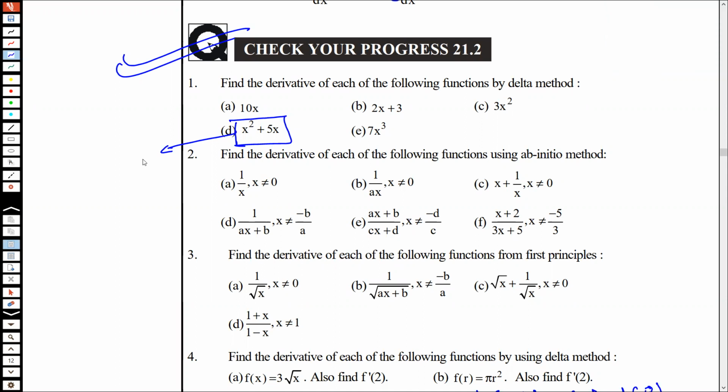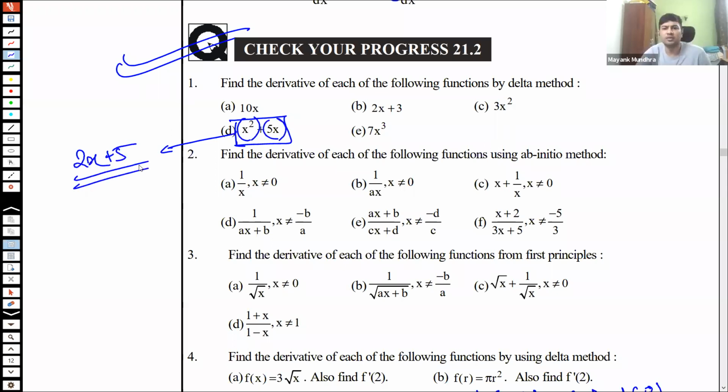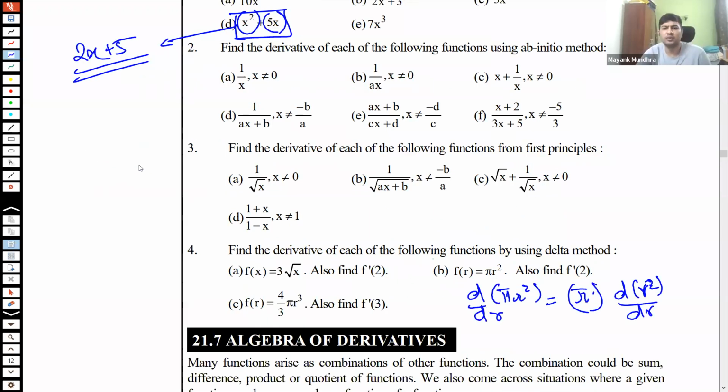Yes, sir. So 2x is going to be the derivative, so 2x plus 5. Very good, 2x plus 5. So first I differentiate. Whenever there is a plus, I can separate it out and differentiate individually. So this differentiation is 2x and this differentiation is 5. So 2x plus 5.